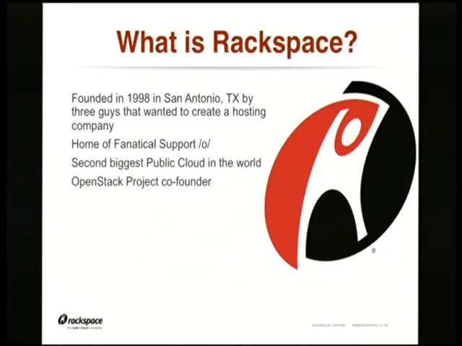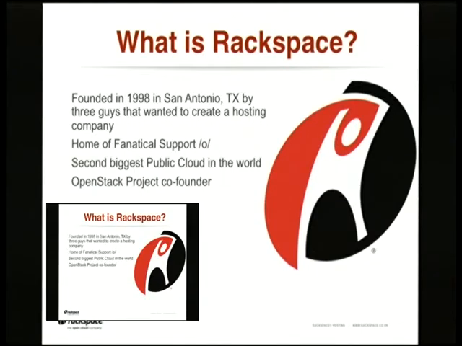So what is Rackspace? Rackspace is a hosting company, basically. But the good thing about Rackspace is that it's the home of fanatical support, so we are fanatic about everything. It's the second biggest private cloud provider in the world after Amazon. We're far away second, but still number two. And we were the co-founders of OpenStack with NASA, which is a pretty exciting thing to say.